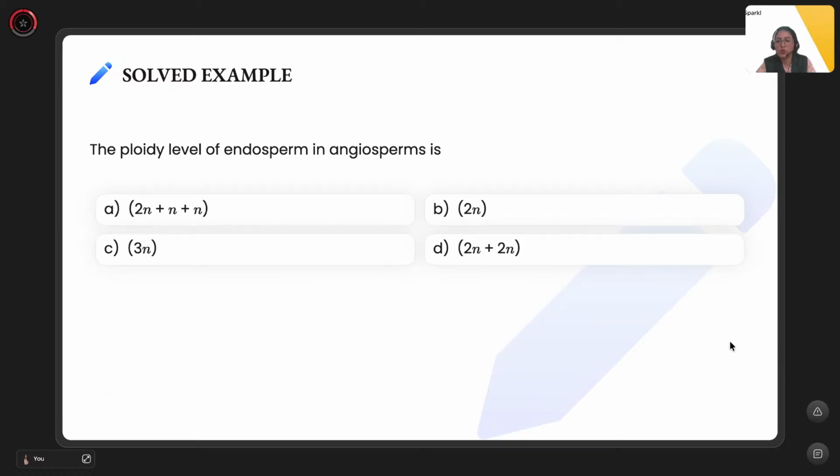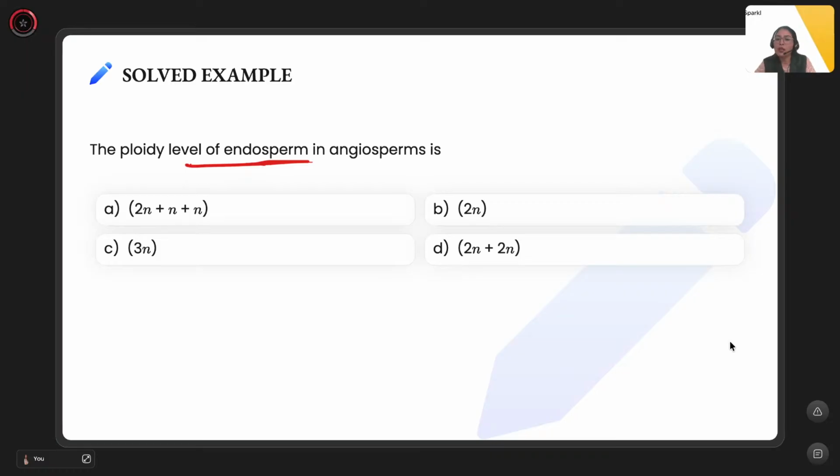Let us move on to the next question. Okay, so the next question talks about the ploidy level of endosperm in angiosperms. In NEET, you will see in past year papers also from this chapter, questions are being asked on the ploidy levels of different types of cells. They can ask the ploidy of male gametophyte, female gametophyte, synergid, central cell and endosperm.